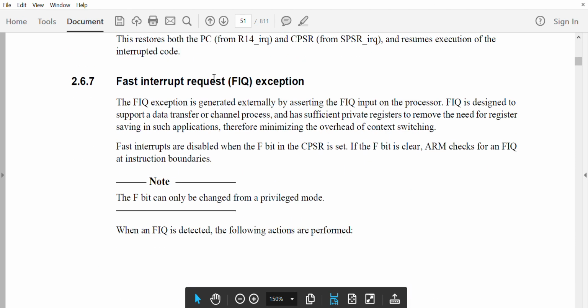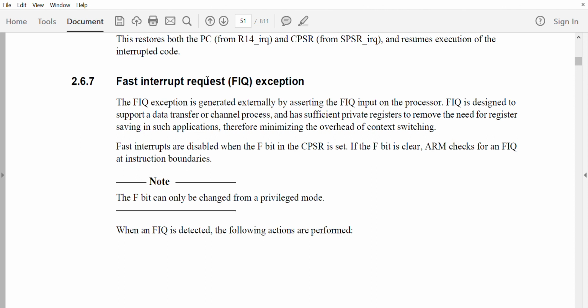Then you have the FIQ, or the fast interrupt request. This has a higher priority when compared to IRQ. This is also generated externally by asserting the FIQ input on the processor. So the processor has these two pins, IRQ and the FIQ pin. If there is an assertion, a hardware interrupt coming in at any of these pins, then that particular exception will happen. If it happens at the same time, then FIQ will be serviced first.